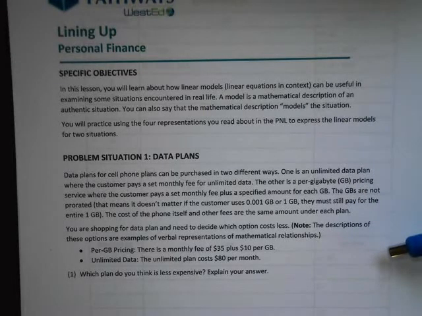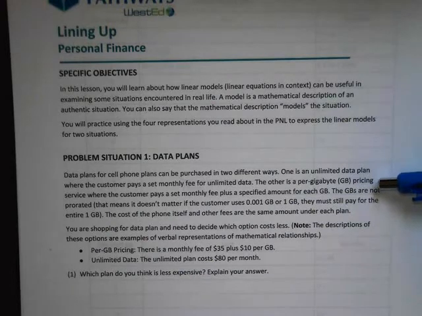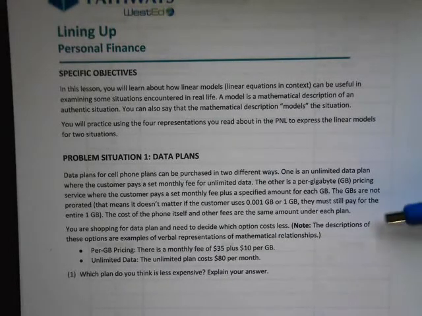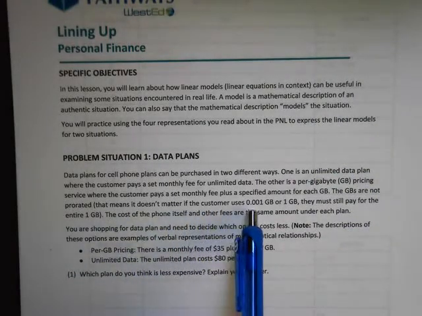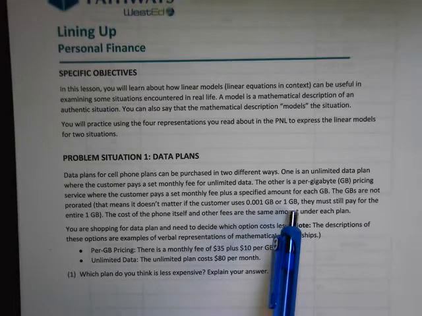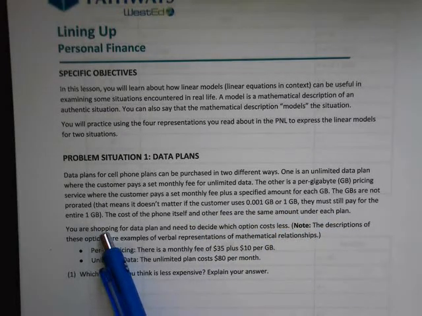The next kind of plan is a per gigabyte price where the customers pay a set monthly fee plus a specified amount per gigabyte, and it says the gigabytes are not prorated. That means it doesn't matter if the customer uses 0.001 or 1, they're still paying for the entire 1. And it says the cost of the phone and other fees are the same for each plan.